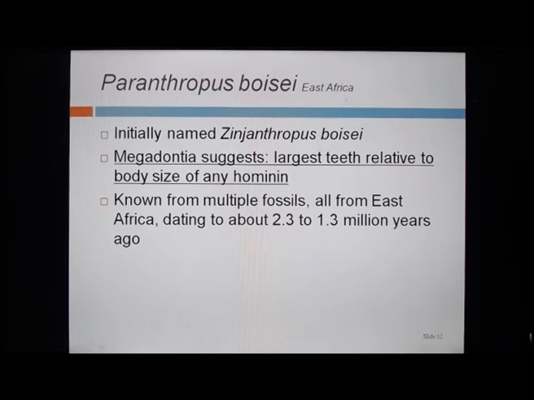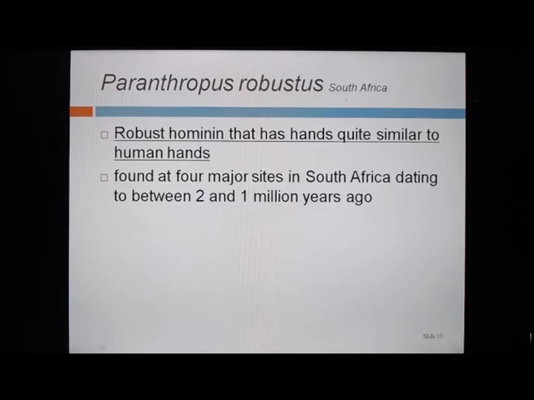Paranthropus boisei, also in East Africa, was initially named Zinjanthropus boisei. The Leakey family found this fossil. Megadontia suggests the largest teeth relative to body size of any hominid. Known from multiple fossils, all from East Africa, dating between 2.3 and 1.3 million years ago.